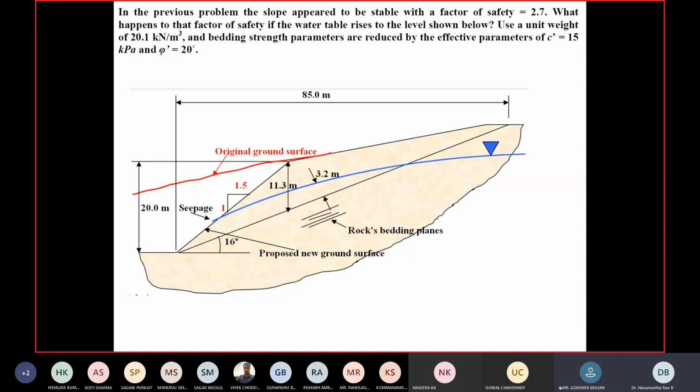Not 3.2, 11.3 minus 3.2? No, only 3.2. Is the 3.2 from the top or from the bottom? No. For example, if I put a pitot tube here, the water level rises from the bottom of the bedding plane up to a height of 3.2 meter. It won't rise up to the ground surface. I thought 3.2 was from the top. Okay, okay.